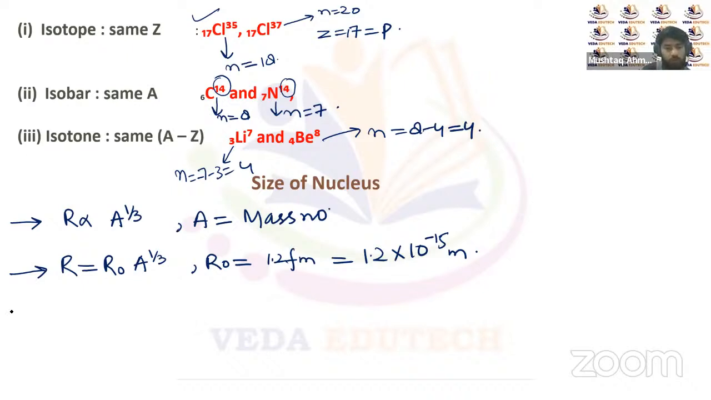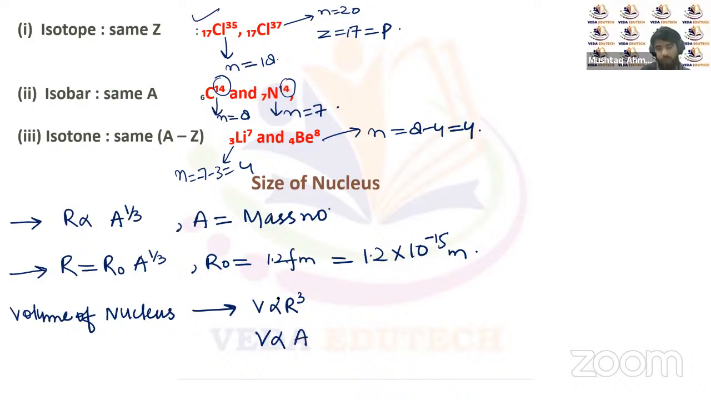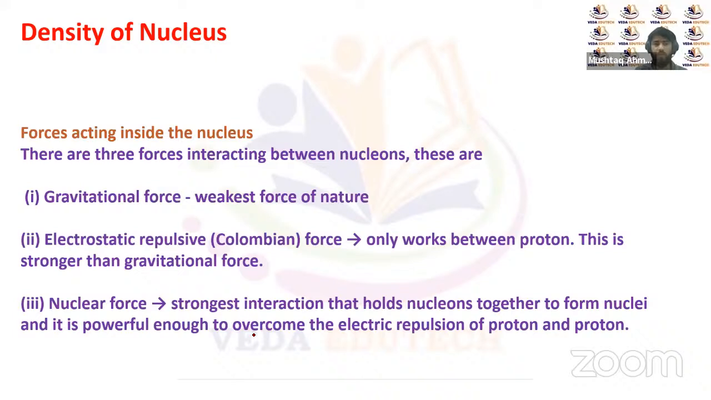Now talking about the volume of the nucleus. The volume of the nucleus will be proportional to r cube, right? And we know r is proportional to A to the power 1 by 3, so the volume will be proportional to A. So for a nucleus, the volume will be directly proportional to the mass number A. The radius depends only upon the mass number, and the volume also depends upon the mass number.